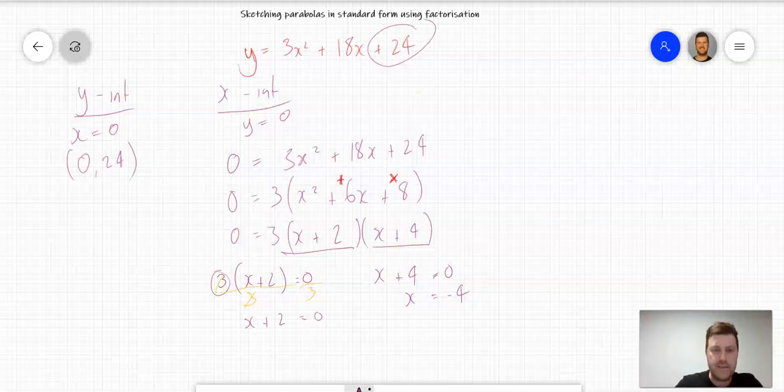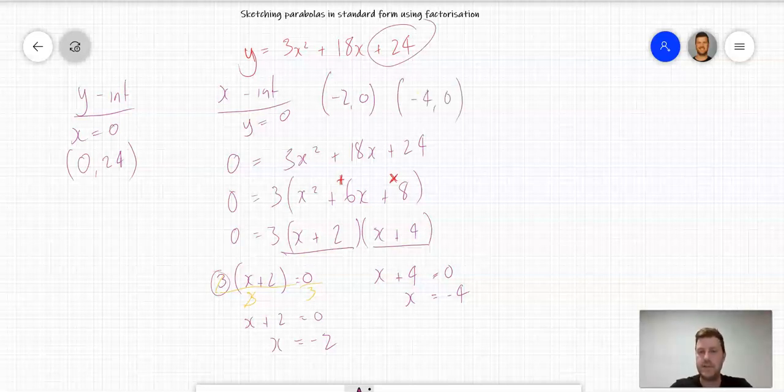So anyway, if x plus 2 equals 0, then x equals minus 2. So there are my two x-intercepts: minus 2, 0, and minus 4, 0. And you can see there's just a little bit of an extra step. Here's my first step of factorizing by removing the common factor, and here I fully factorized it by using the sum and product method.